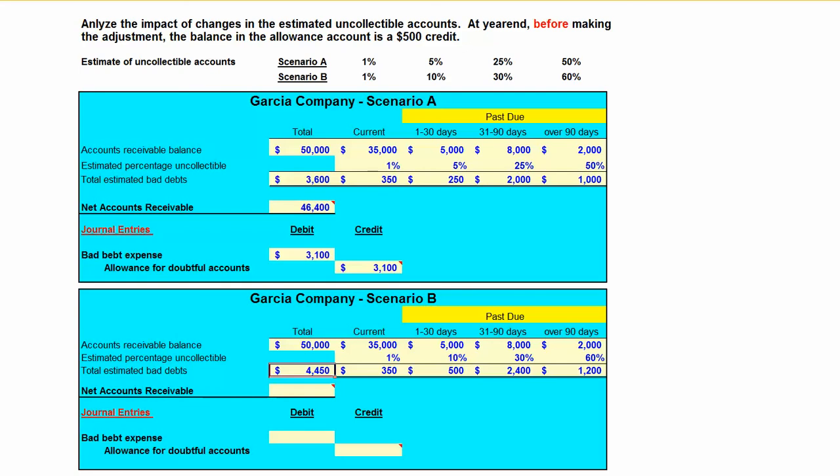$4,450, and we would want to show on our balance sheet a net accounts receivable of $45,550. Again, that's our accounts receivable minus our estimated allowance for doubtful accounts of $4,450. This means our journal entry will be $3,950. We need a credit balance of $4,450, and since we already have a $500 credit balance, the adjustment is $3,950. Notice in scenario B, when we use slightly more pessimistic assumptions regarding collections of accounts receivable, it will result in a higher bad debt expense for the current year.